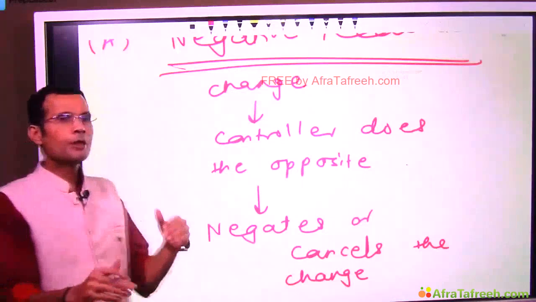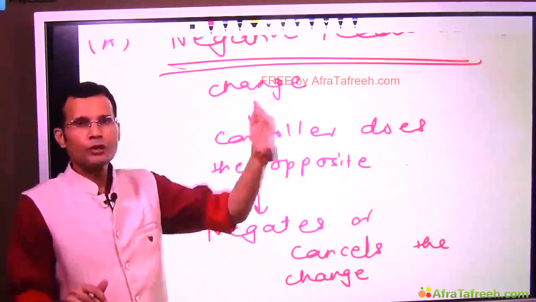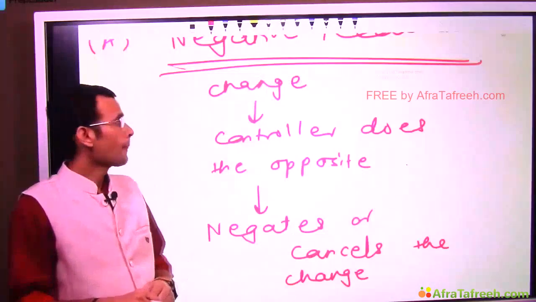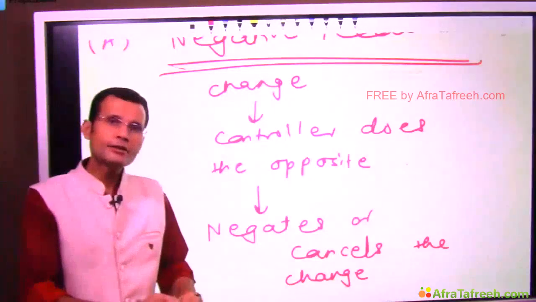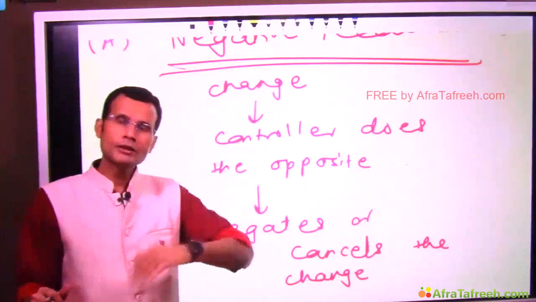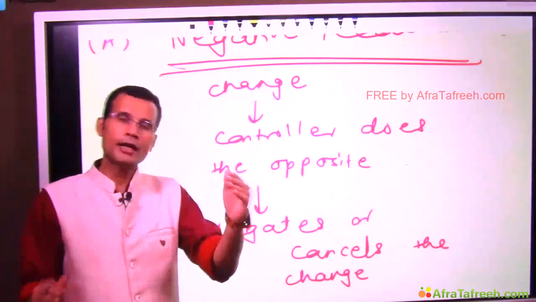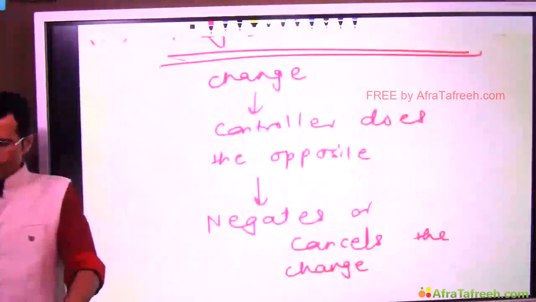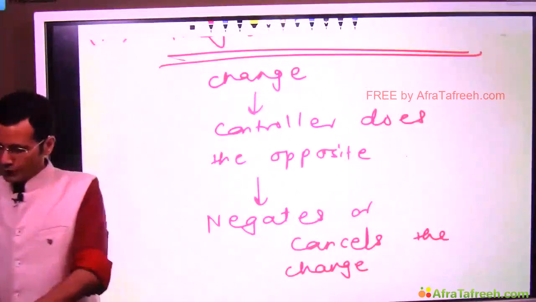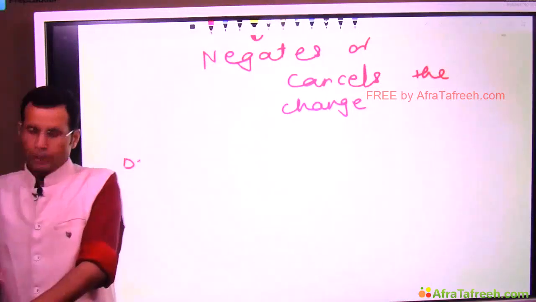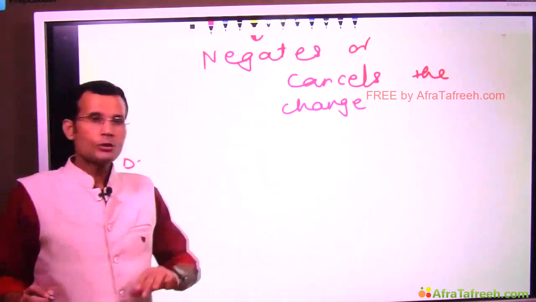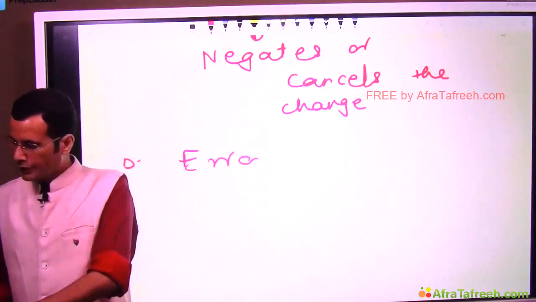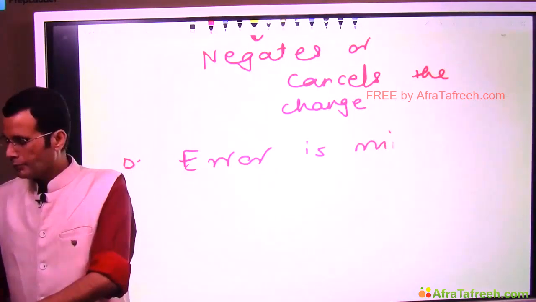I mean, if the blood pressure has increased, the controller will decrease it and bring it back to normal. Or if the blood pressure has decreased, the controller will act in the opposite way. It will increase the blood pressure and bring it back to normal. So that's a negative feedback. The controller does the opposite. And because the controller does the opposite, the error is minimized.